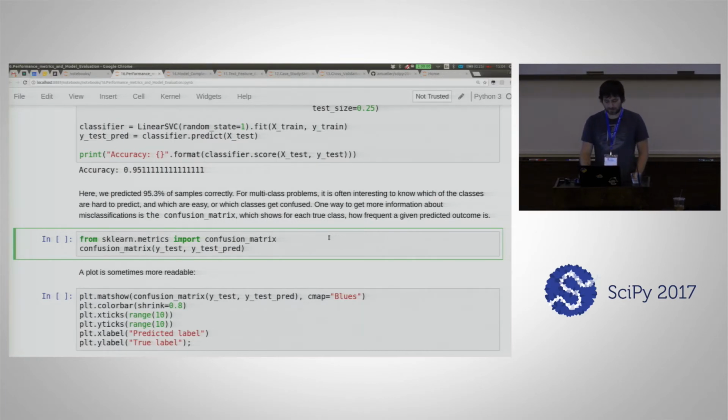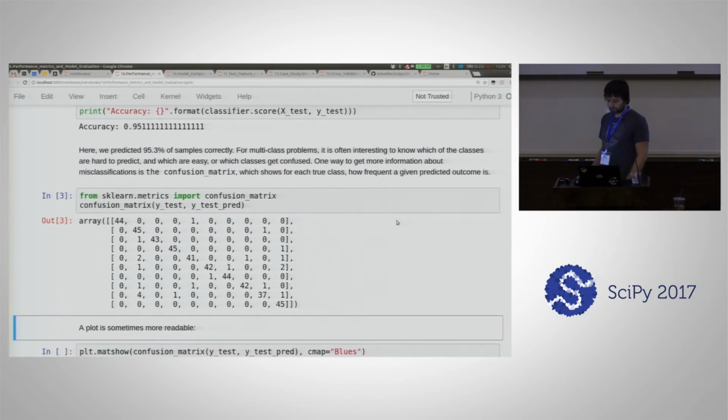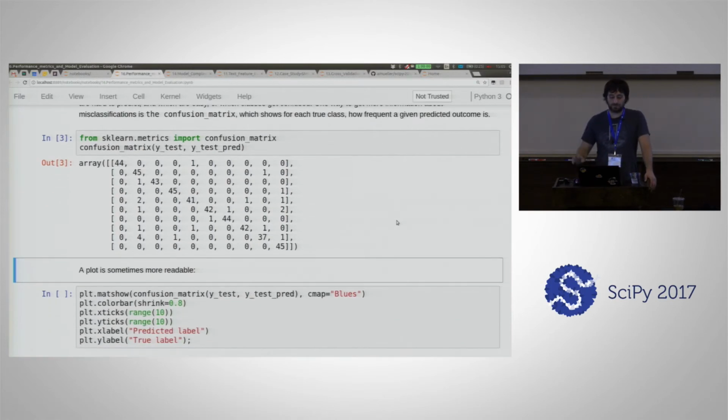Another thing that you should definitely look at is the confusion matrix. The confusion matrix is much more fine-grained. So here, this is for the digits data set again. Each row corresponds to one true class, and each column corresponds to a predicted class. Basically, this tells you how often class I was classified as class J. So you want all the numbers on the diagonal to be high, because these are the correctly classified ones, and all other entries should be small.